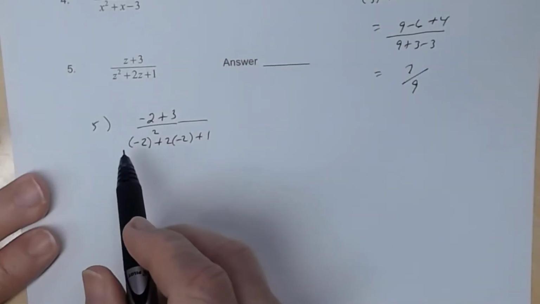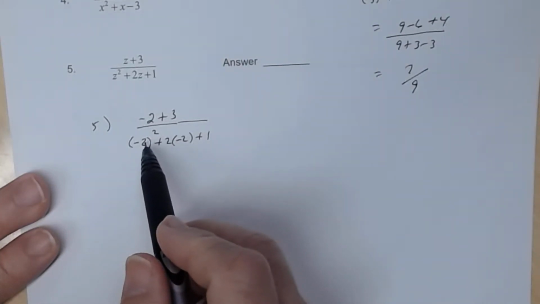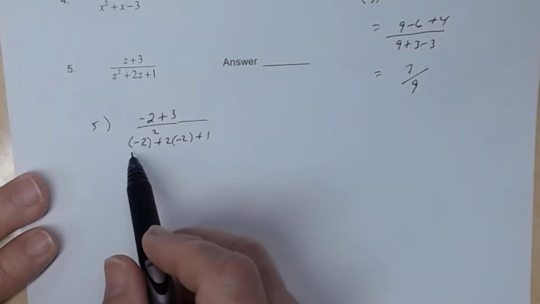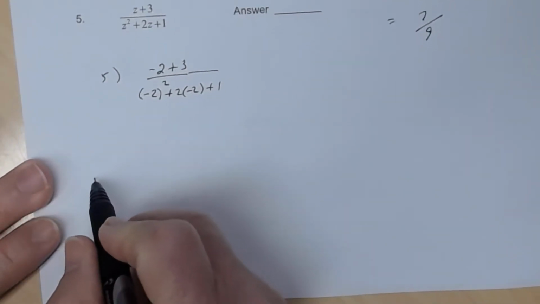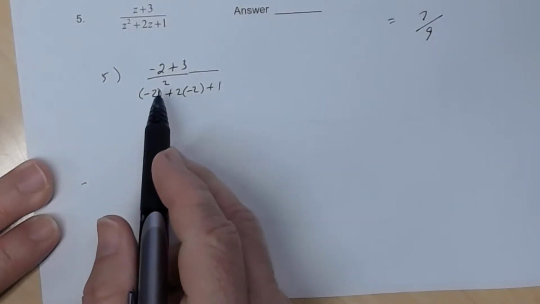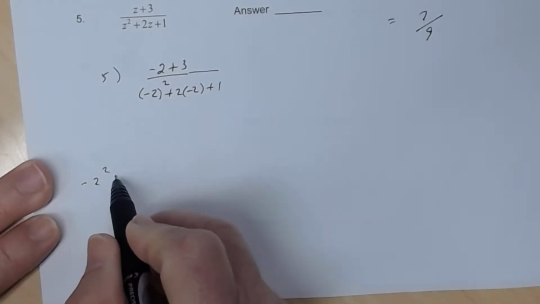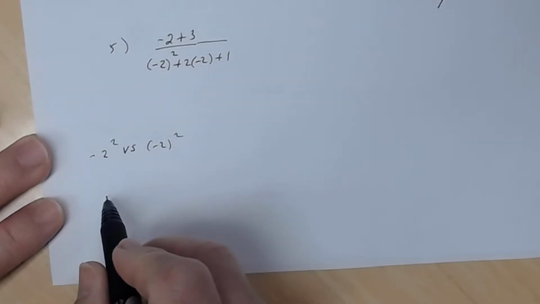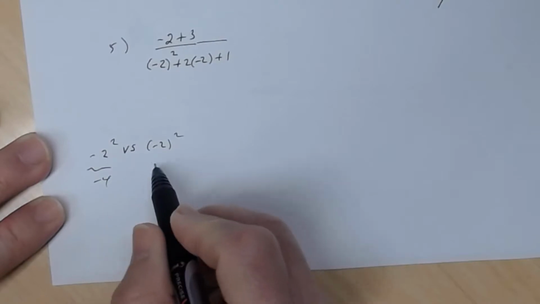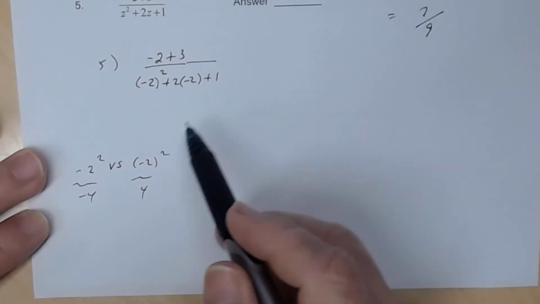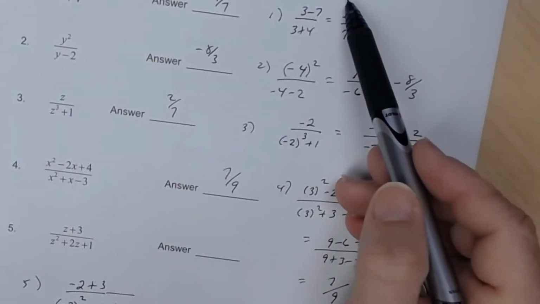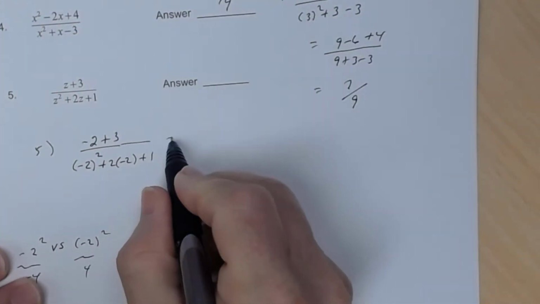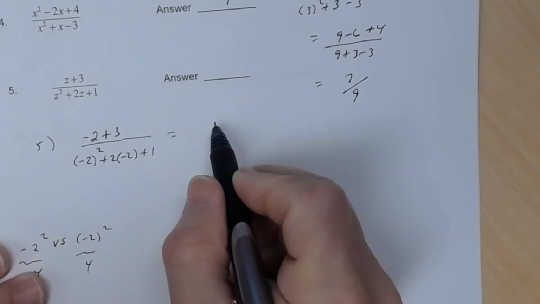Now again, since z was negative, whenever it's being raised to a power, always put that in parentheses, because remember, especially if it's an even power, -2 squared versus (-2) squared in parentheses, those are different values. So again, this is -4. This is a positive 4. So you really need to be careful when you substitute negative numbers, that you're doing it correctly. So the numerator is just negative 2 plus 3, which is 1.